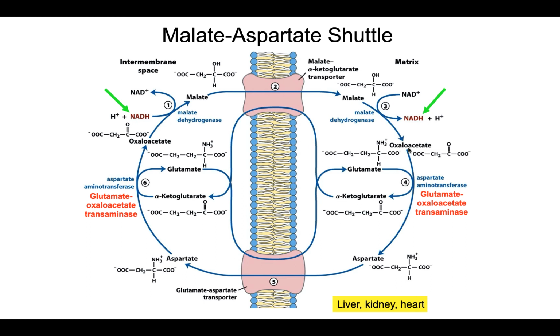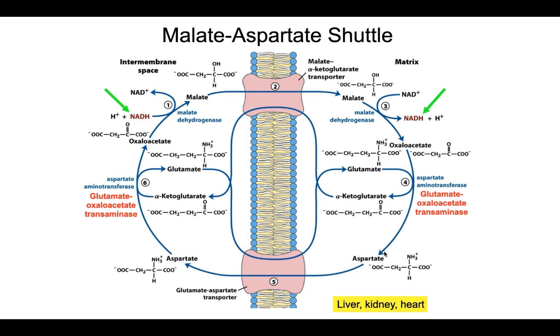So the next step then is oxaloacetate gets aminated from glutamate. Glutamate is an amino acid. It's going to donate an amino group to the oxaloacetate. And in so doing, oxaloacetate becomes aspartate. This is necessary because oxaloacetate doesn't have a way to get straight through the inner membrane. So instead, we use glutamate to aminate oxaloacetate into aspartate. And in so doing, glutamate becomes alpha-ketoglutarate.